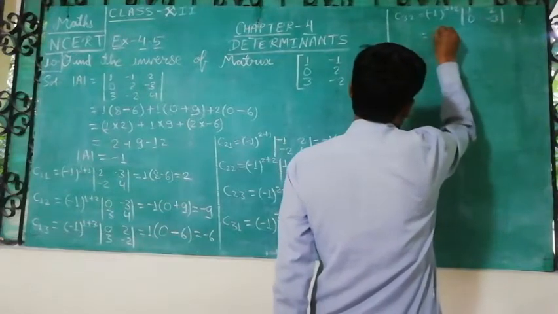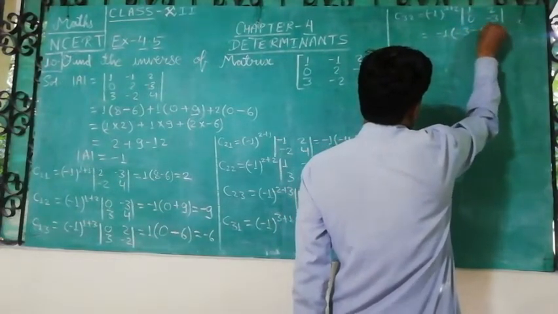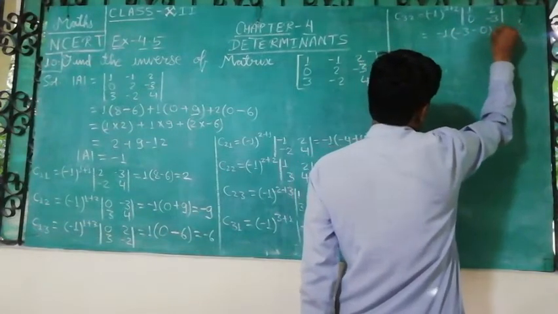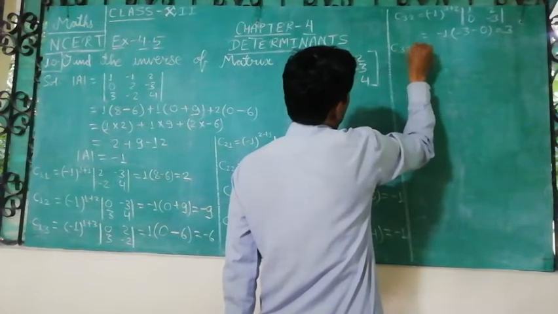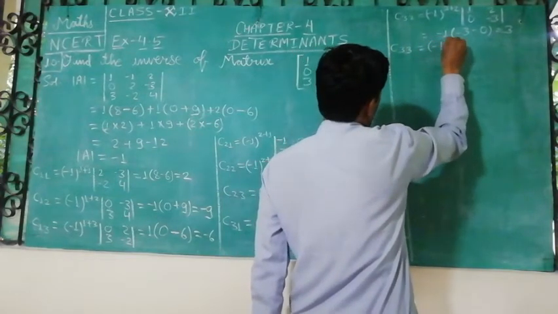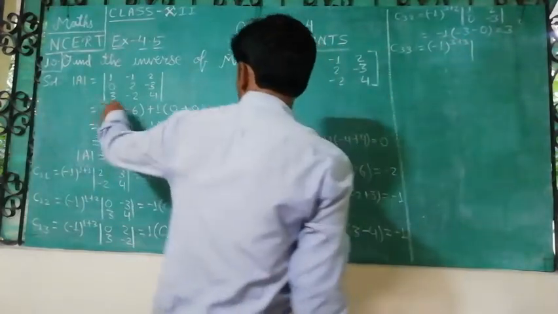So it will be equal to minus 1 into minus 3 minus 0. So minus 3 into minus 1 is plus 3. Now C33. C33 will be equal to minus 1 raised to the power 3 plus 3, and after that, third row and third column will be eliminated.